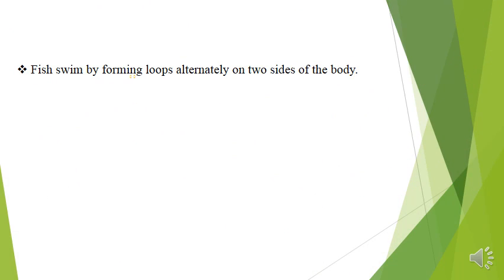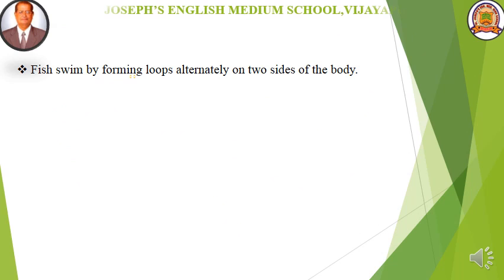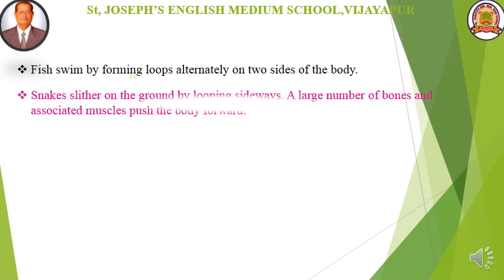Fish swim by forming loops alternately on two sides of the body. They form a loop with the help of their fins. Snakes slither on the ground by looping sideways. It makes a loop on the ground to put pressure. A large number of bones and associated muscles push the body forward.